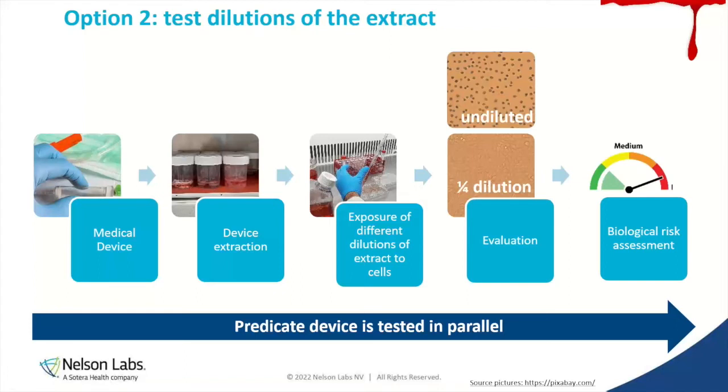And in parallel, you test a predicate device, so the device that is made of the same material or is already on the market, and you see whether you observe the same failure and pass at the different dilutions. And if that is the case, then of course that gives you a good justification to say, hey, my device has a potential cytotoxic component. We are aware of it. We have a predicate device that has the same components and also shows the same cytotoxic response. And if we dilute the extract, then we also see a similar pattern. I think Audrey can confirm with a very nice case study.